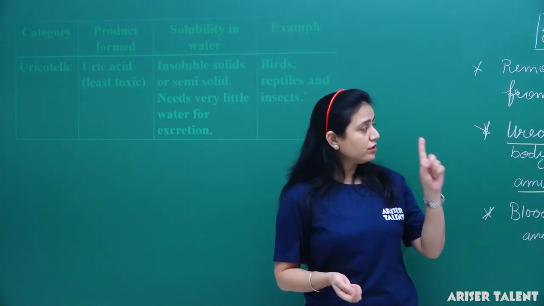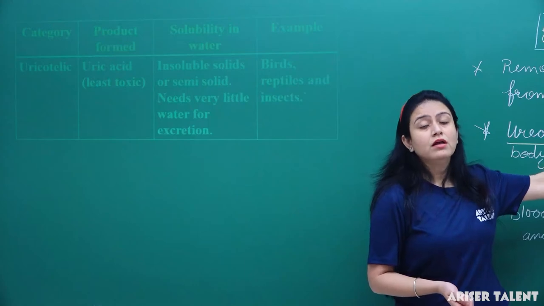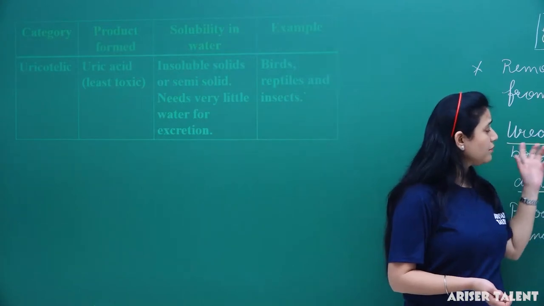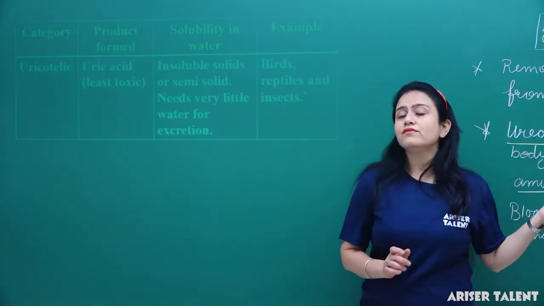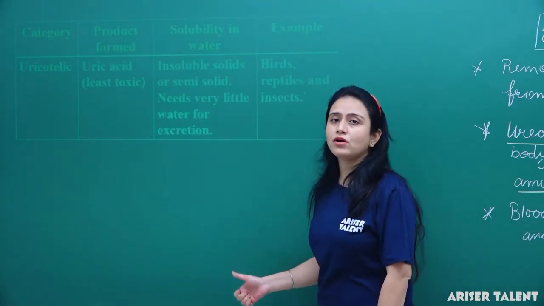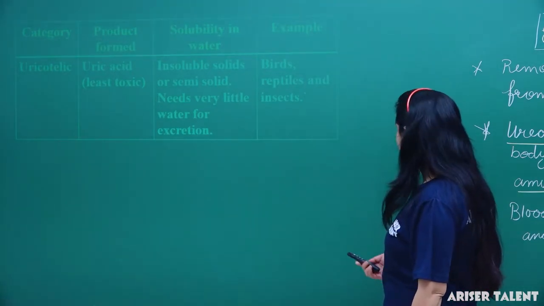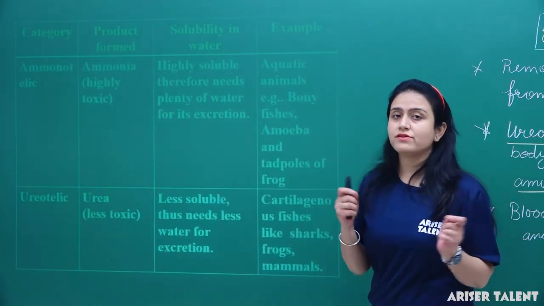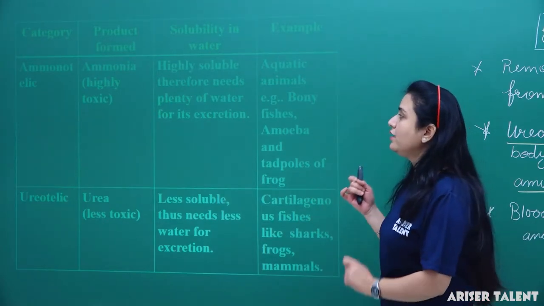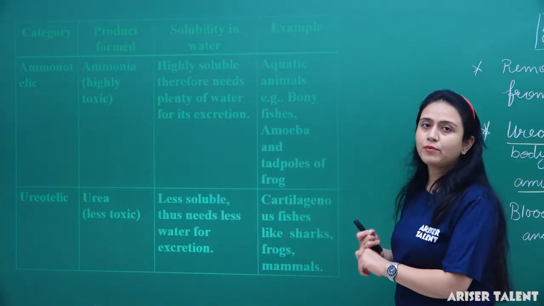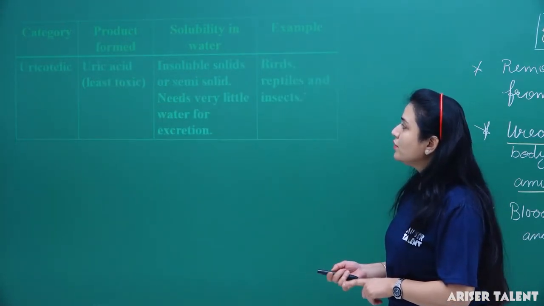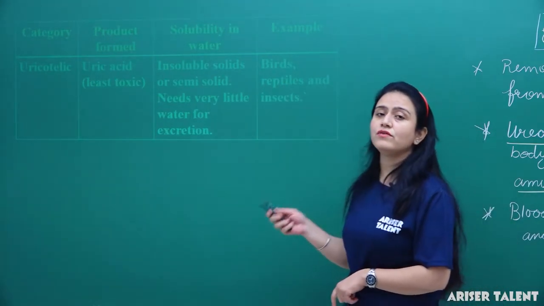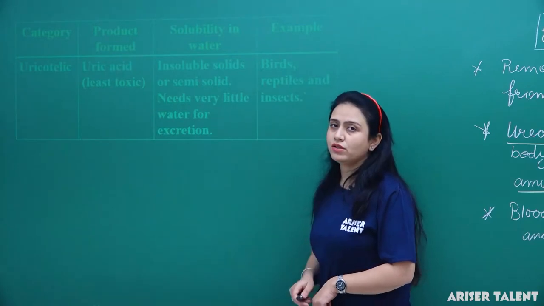So, as I told you, the main excretory product is nitrogenous waste, and on the basis of this nitrogenous waste, animals are generally of three types: ammonotelic, ureotelic and uricotelic. Ammonotelic means the excretory product is ammonia, which is highly toxic. Ureotelic means the excretory product is urea, and uricotelic means the excretory product is uric acid. This is the reason they are divided into three groups on the basis of their nitrogenous waste.